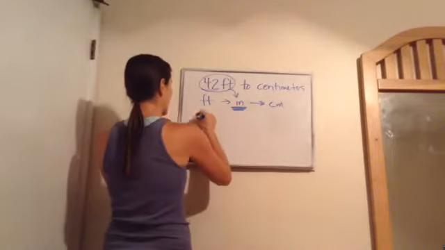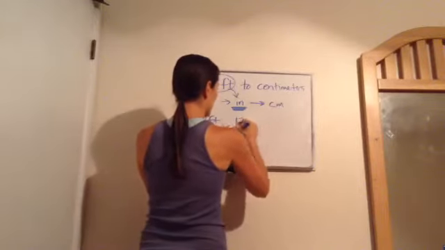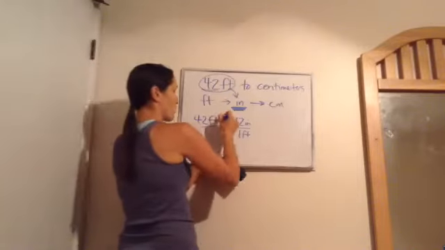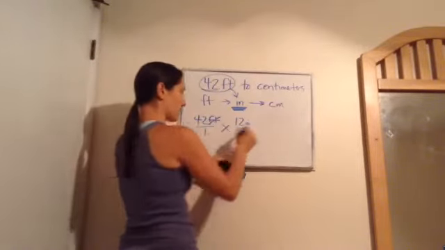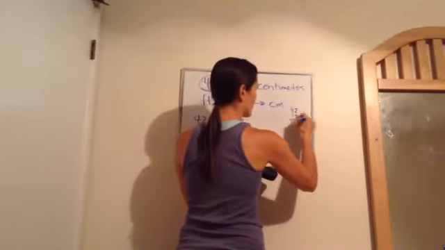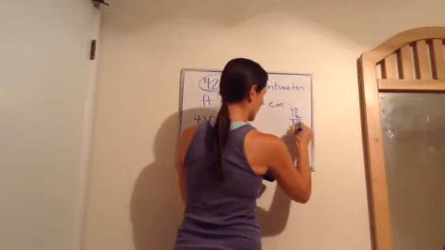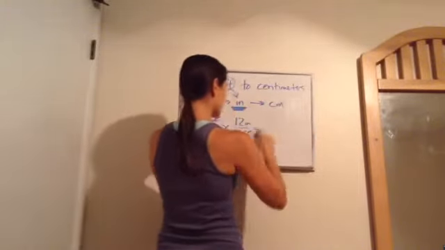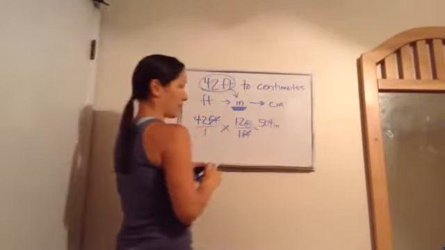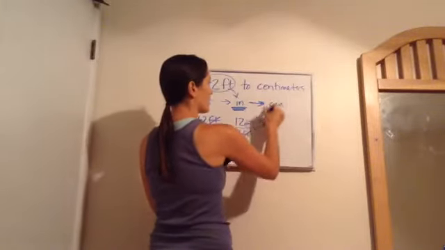So, let me line that up. 42 feet times 12 inches over 1 foot. Okay, I'm just going to put this over 1. Alright, so remember feet and feet cross out. And so then I get 42 times 12, which is, let's do the math real quick. 504. 504, and then inches is left over. Inches.